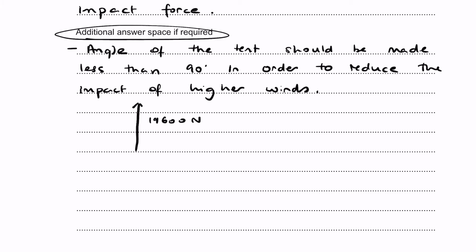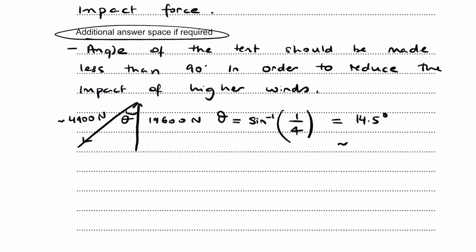19,600 newtons, and you wanted to make it angular, let's call this theta, and this value would be 4,900 newtons. Sorry, not halving it, I mean dividing it by 4, my bad. So that force is essentially sine inverse of a quarter, because you are quartering it, and that would give you a value of 14.5 degrees. So that's roughly about 15 degrees.